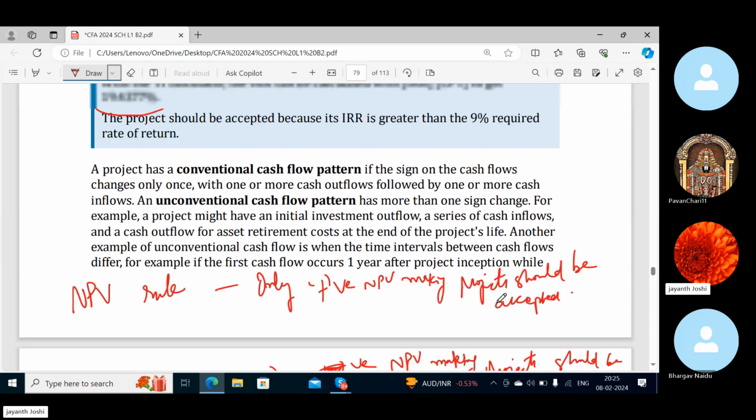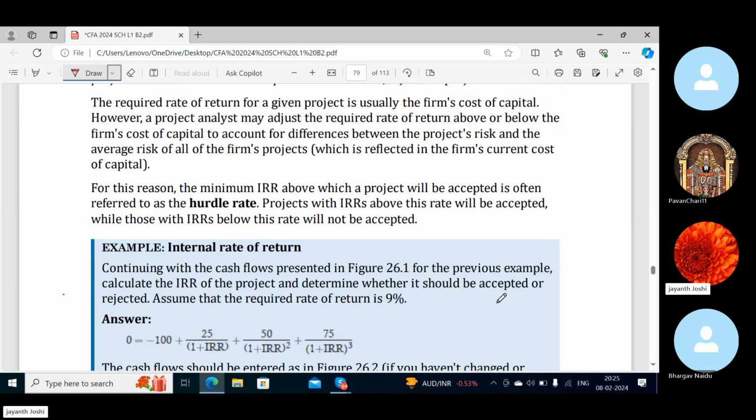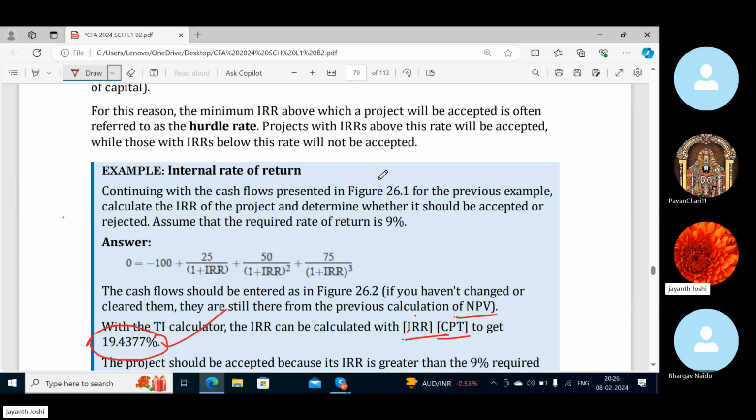Point number 2, when it comes to IRR, the minimum IRR above which a project will be accepted is often referred to as hurdle rate. Projects with IRRs above this rate will be accepted, while those with IRRs below this rate will not be accepted. So what are they saying? There's an example here. Continuing with the cash flows presented in figure 26.1 for the previous example, calculate the IRR of the project and determine whether it should be accepted or rejected.